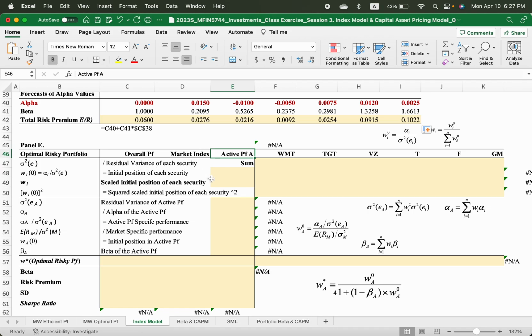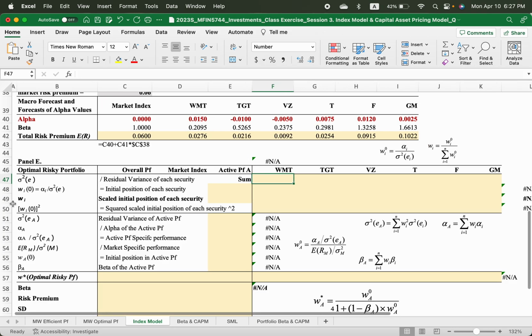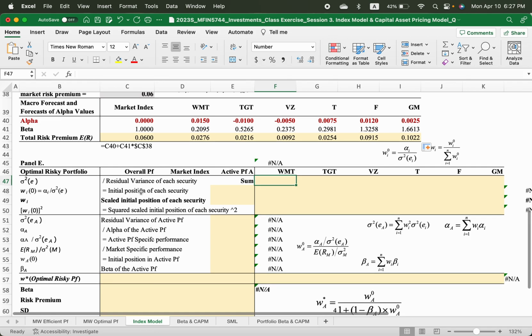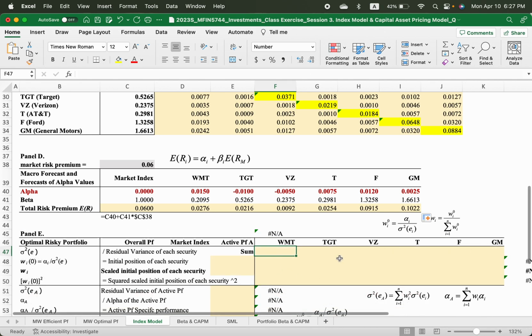So let's get this. First, where do we get this? We need to get the standard deviation of the residual, but we need to get the scale, which is the residual variance of securities. So here we have a standard deviation, there you go, but we need to scale. Here, what function do we need? This is vertical, but this area is horizontal, right? So what function do we need now?